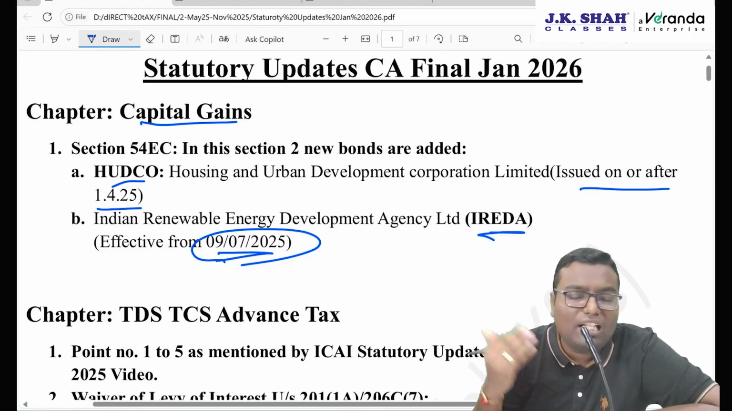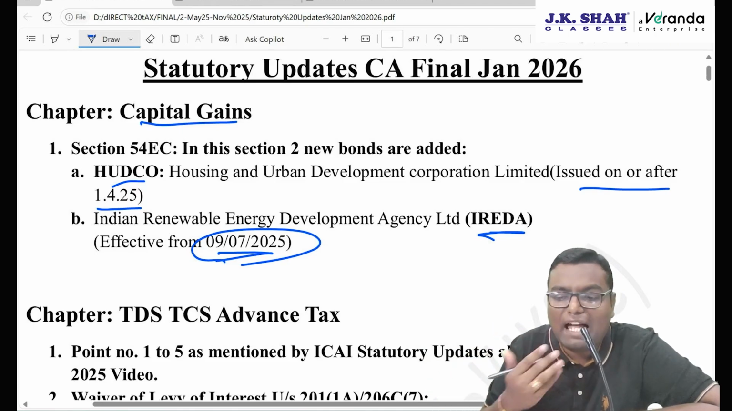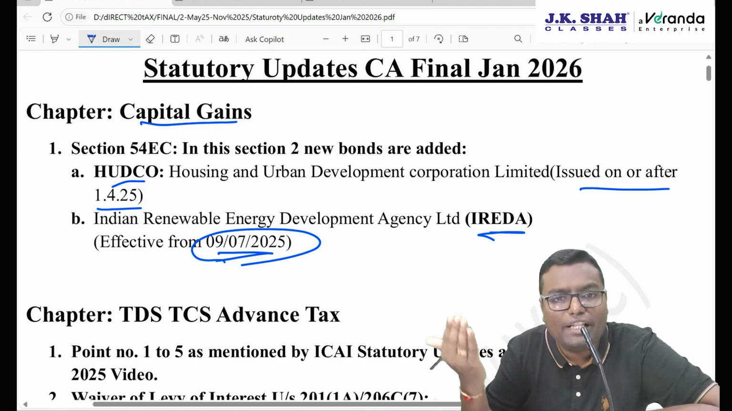First is HUDCO on or after 1st April 2025. Second one is IREDA with effect from 9th July 2025.